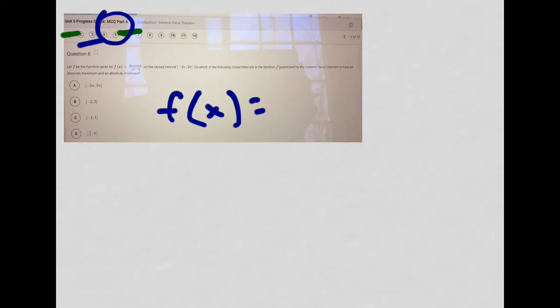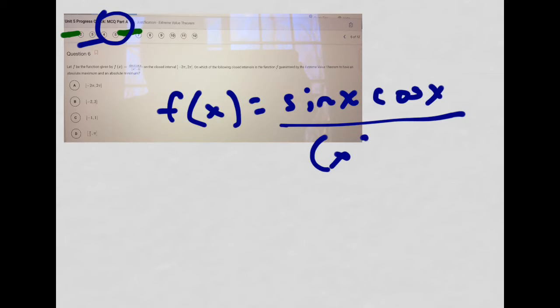So f is given by the function f of x, which is the sine of x times the cosine of x, over the quantity x squared minus 4, on the closed interval from negative 2 pi to 2 pi. On which of the following closed intervals is the function f guaranteed by EVT to have an absolute max and absolute min?